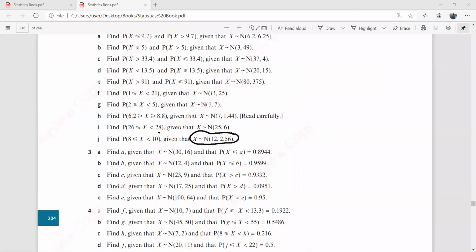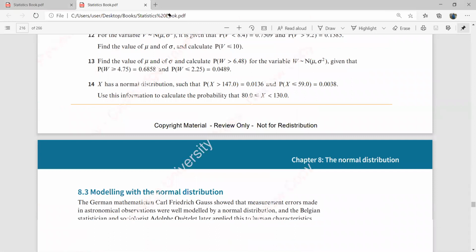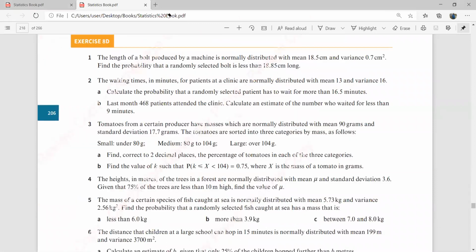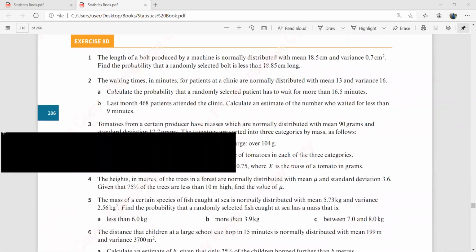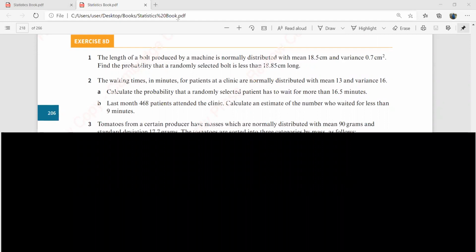Now, in this exercise 8D, you will have the same thing, but you will have to extract this information yourself. Let me tell you how to do that. For instance, let's start from question number one. Again, though, we have tried these questions before as well.